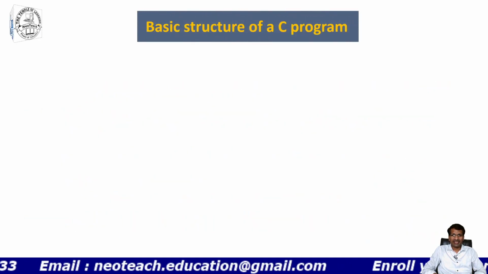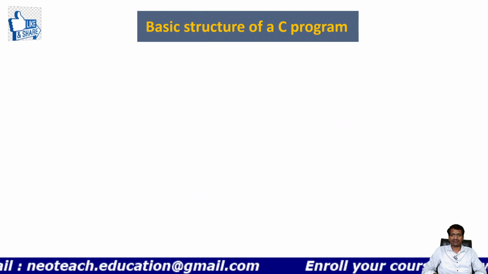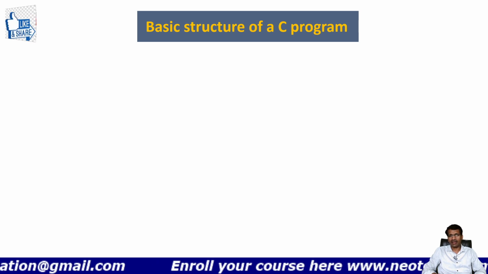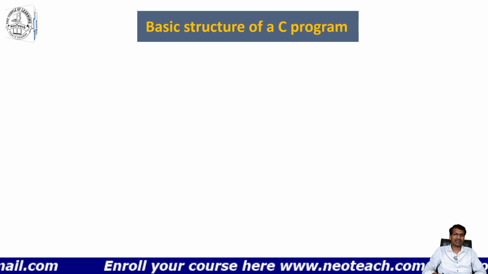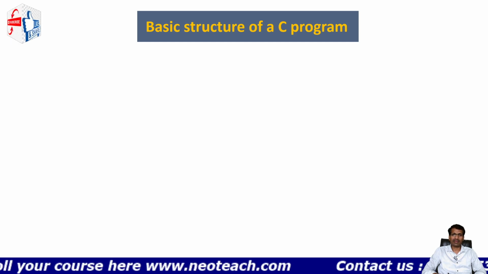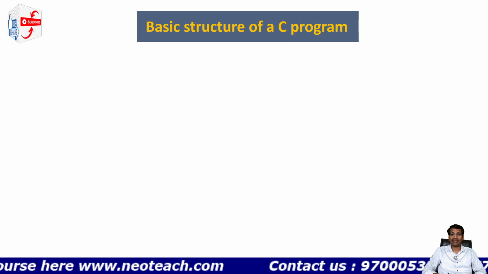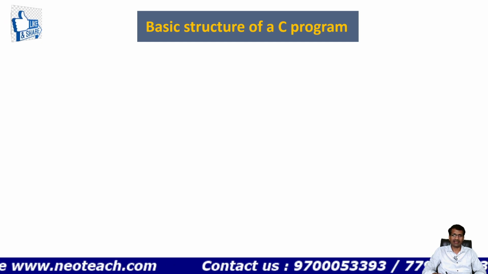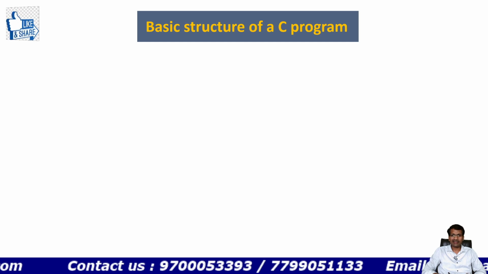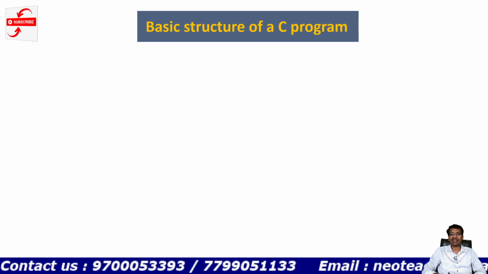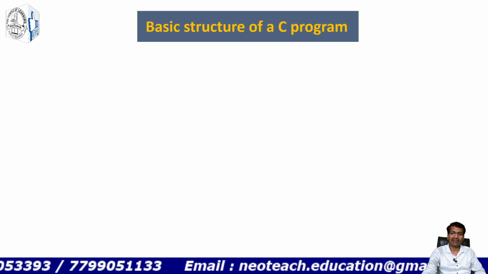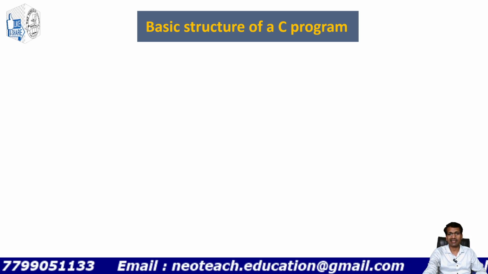The next topic is the basic structure of a C program. As we know in mathematics, if we know a small formula, we can do any number of sums. In the same manner, if we know the basic structure of a C program, we can write programs very easily and conveniently. Before discussing each point, first let's list out how many sections are there in the basic structure of a C program. Then we will discuss each individual section in detail.